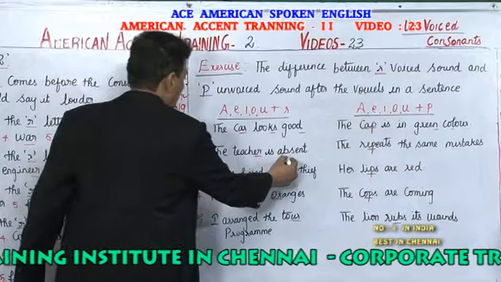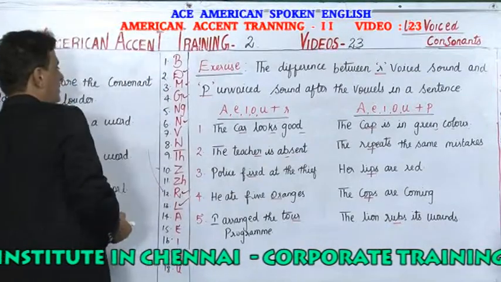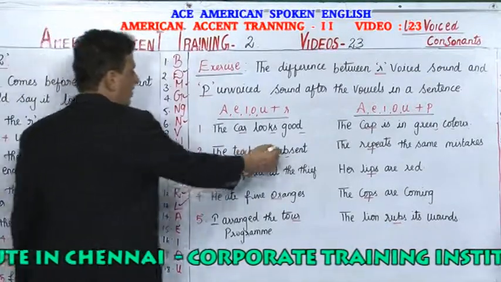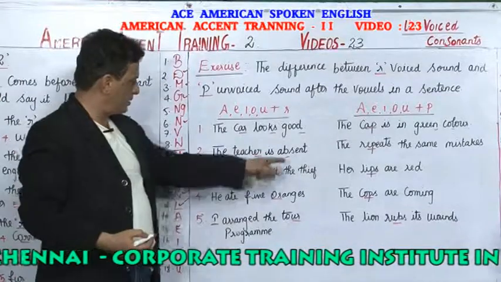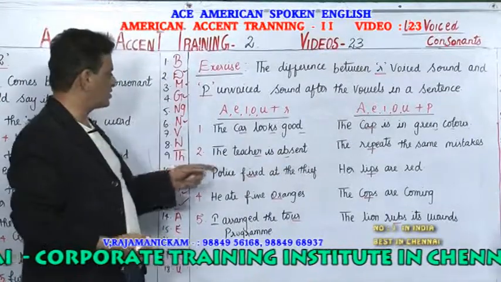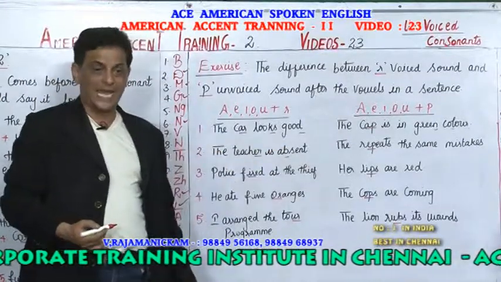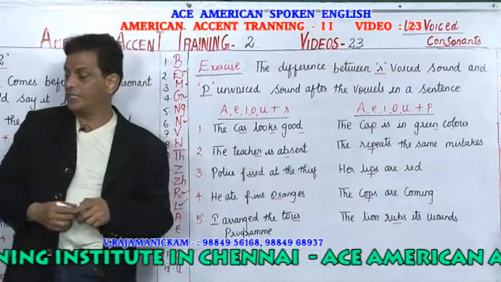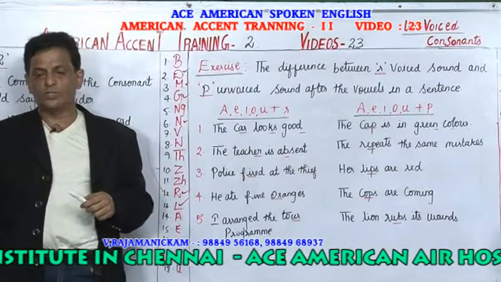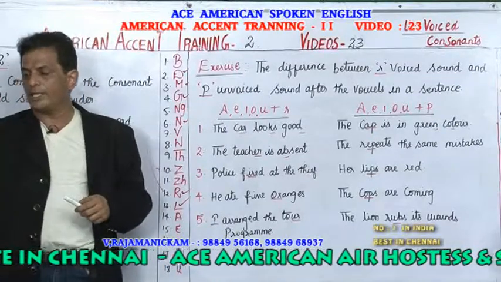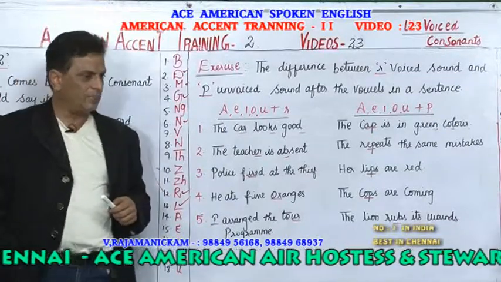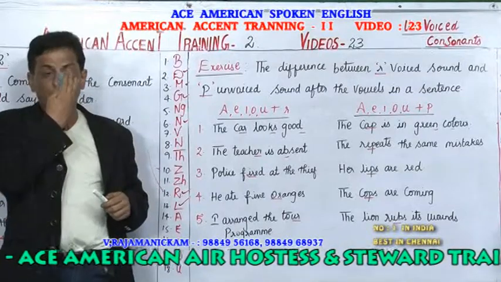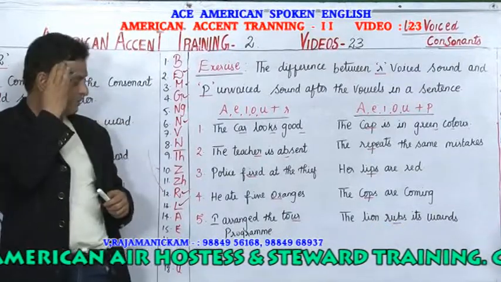See, once again, B. Where is B here? B is in number 1, so you have to say ab. N is there. N is in number 6. So absent. You don't say absent with a T, because after N, T comes and T is not pronounced. Only N should be said, T should not be said. The teacher is absent, right?